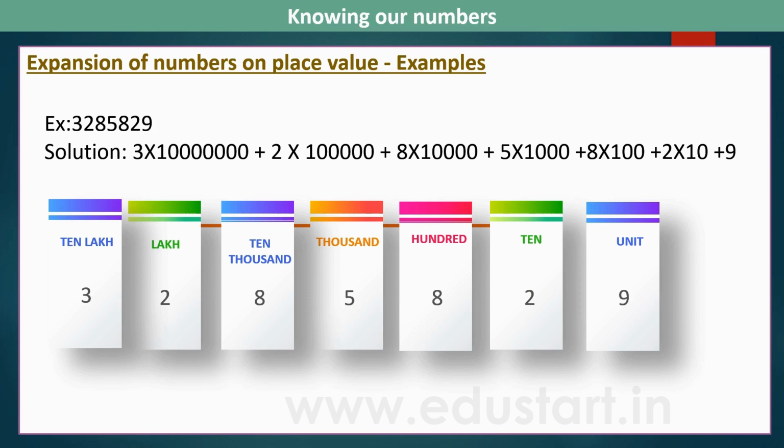So 3285829. Here you can see 3 is at 10 lakhs place, 2 is at lakhs place, 8 is in 10,000s place, then 5 is in thousands place, 8 is hundreds place, 2 is tens place, and 9 is ones place. Fine.